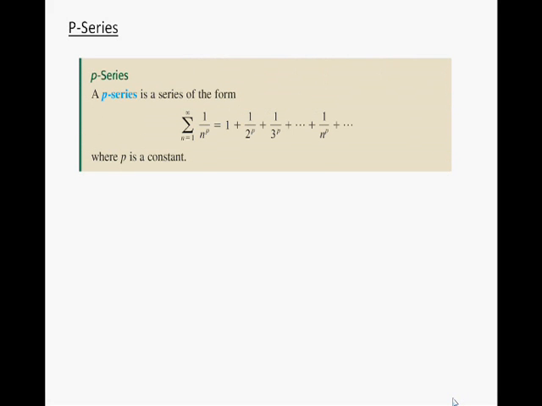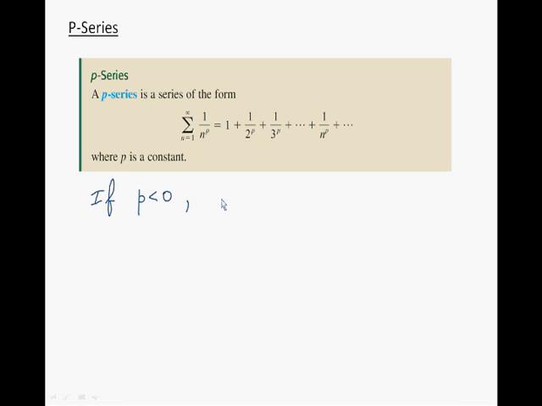We're now going to continue the discussion on infinite series with positive terms by looking at a category of series called p-series. P-series are series that have the following form. Note that p is a constant. What we're going to do now is determine the values of p where the series converges and where the series diverges. Let's begin with p less than 0.